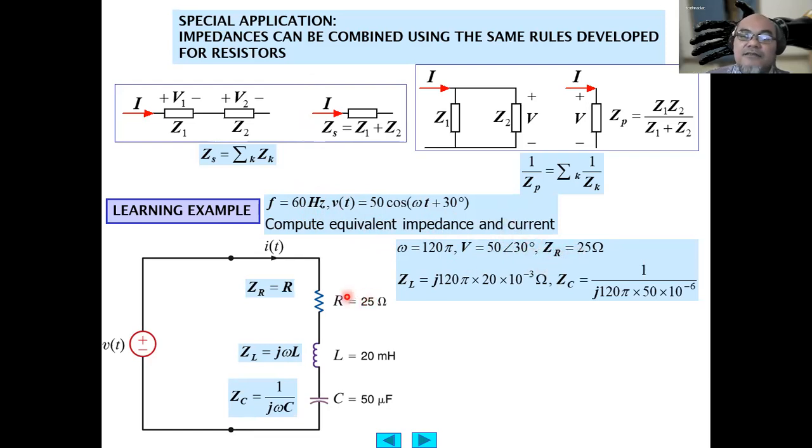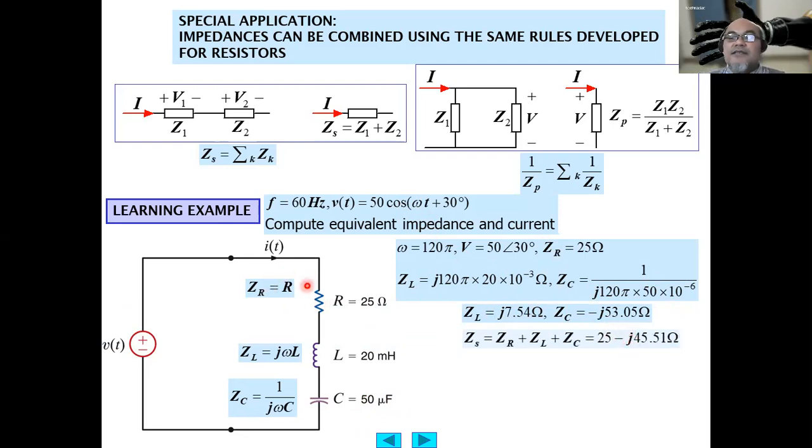ZR is 25 ohm, ZL is J times 120 pi times the inductance, 20 millihenry. ZC equals 1 over J omega, where omega is 120 pi, times the capacitance, 50 microfarad. So the impedance of the inductance is equal to J 7.54 ohm, while the capacitance impedance equals minus J 53.05 ohm.